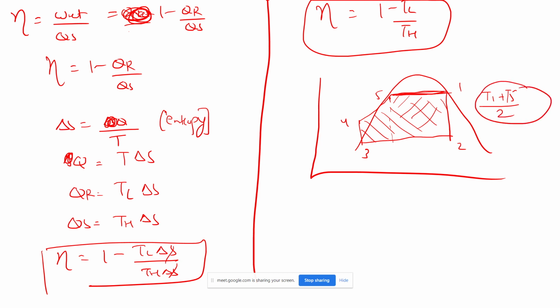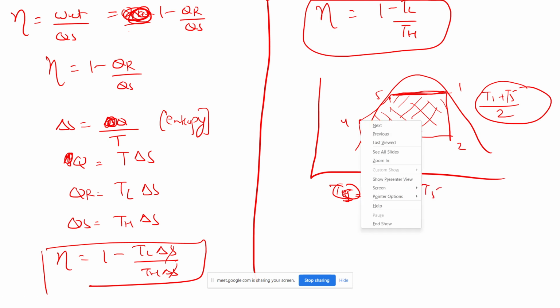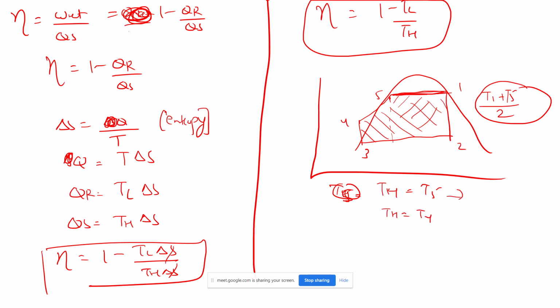So in case of the Carnot cycle, the temperature at which heat is added is higher, it is T5. Directly, T higher is equal to T5. But in case of the Rankine cycle, it is T4.